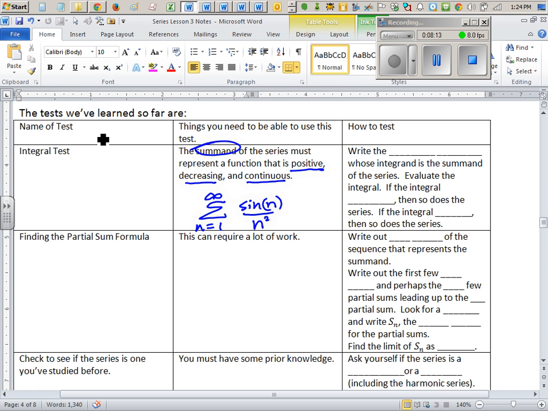Well, for one reason, it's kind of hard to integrate sin x over x squared. Good luck with it. But the real reason is because technically sin n goes up and down, and the test says decreasing. So you wouldn't even use the integral test on this problem. All right? Same thing with anything that has this in it, guys.